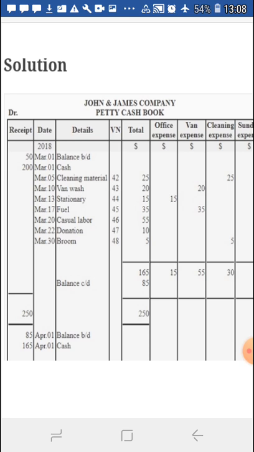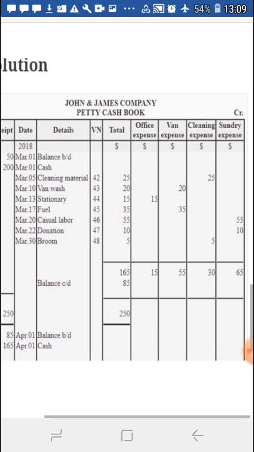So the total column is showing the total amount spent on each item. On cleaning material, $25 was spent, and that falls under cleaning expense. Then for van wash, $20 was spent, and that falls under van expense. We have stationery, 15. We have fuel, 35, casual labor, 55, donation, and so on and so forth. I hope we can see all this clearly.